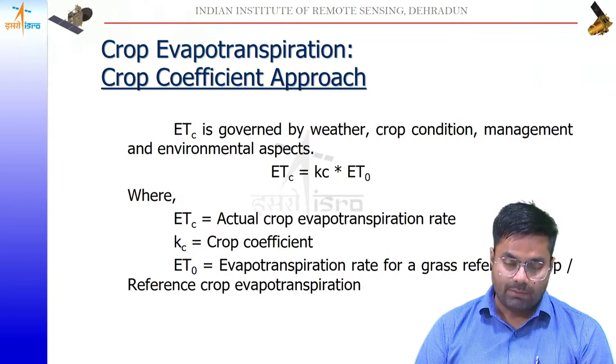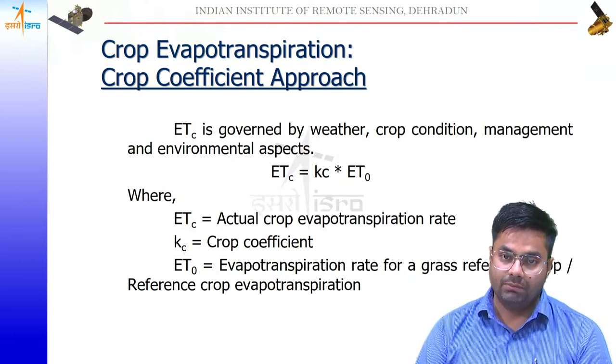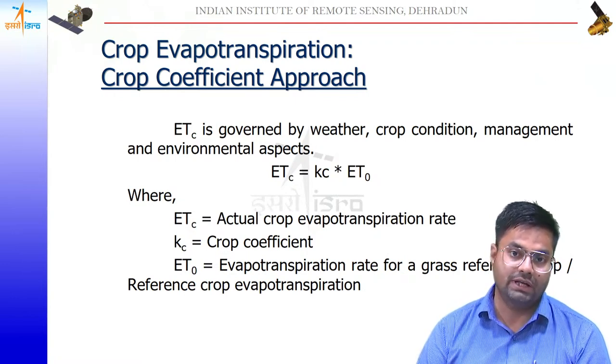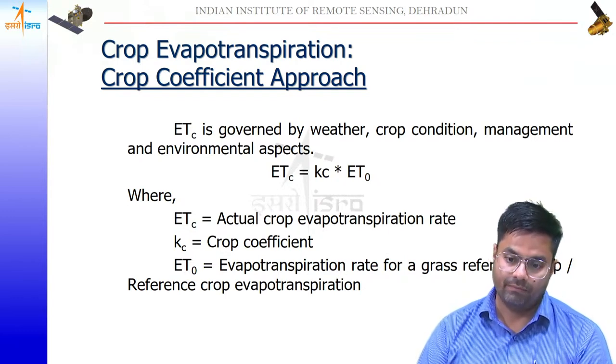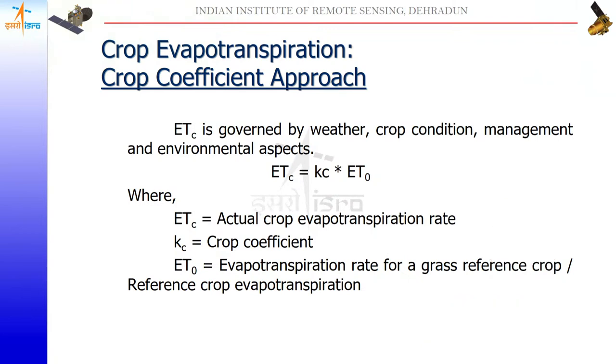Coming to the part on various approaches. First, the crop coefficient approach is the most widely used at the global scale, not only at the field scale but also with remote sensing or geospatial technology based evapotranspiration estimation for various crops. In this approach, a parameter named the crop coefficient is estimated, based on observations of actual evapotranspiration as well as potential evapotranspiration, multiplied by ET naught, which is denoted as reference evapotranspiration.